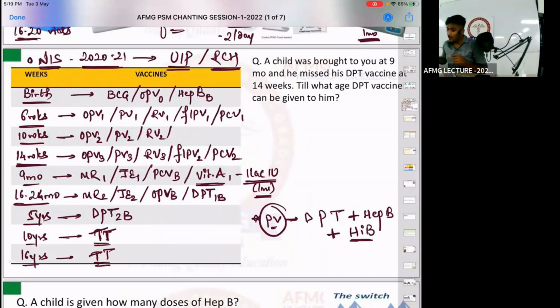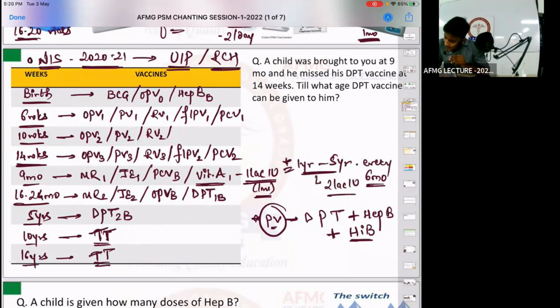Now with this, important is to remember, vitamin A ka first dose is given at 9 months. But after that, from 1 year of age till 5 years of age, vitamin A is given every 6 months. And the dose would be 2 lakh international units or 2 ml. From 1 till 5 years of age, that means for 4 years every 6 months.